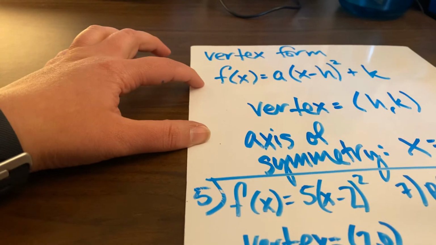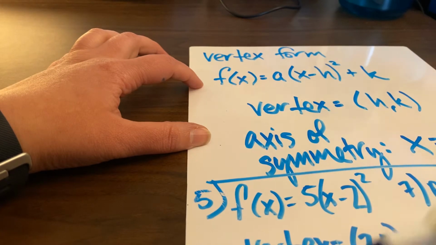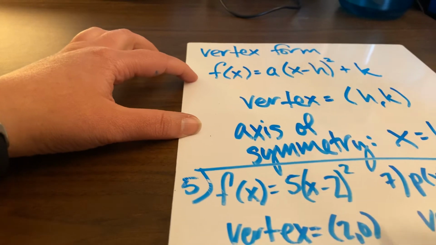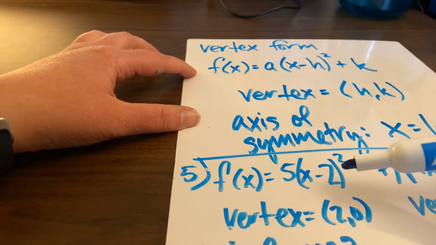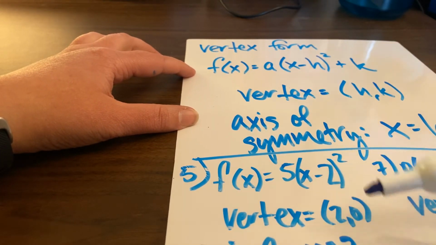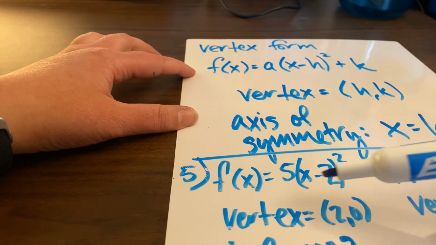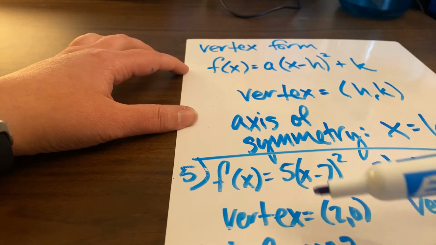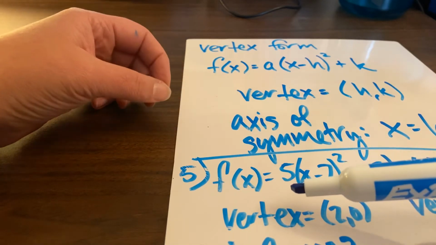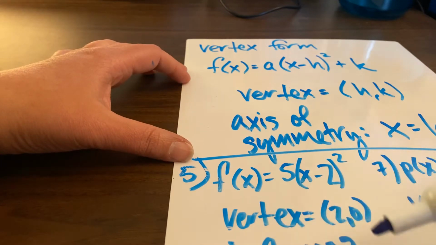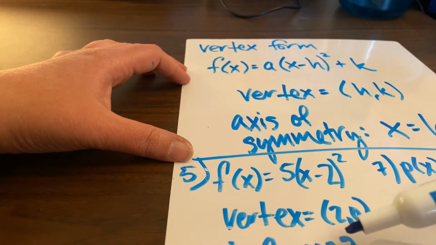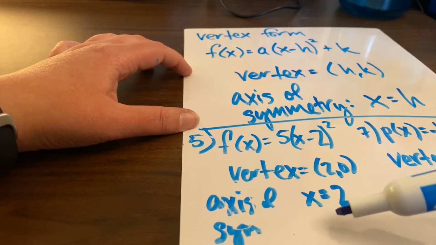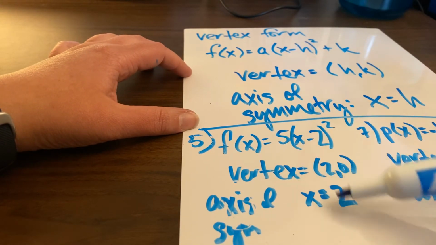Suppose you have f of x equals 5 times the quantity x minus 2 squared. Your vertex is just 2, 0. This graph has been shifted 2 units to the right and vertically stretched by a factor of 5. But the vertex is at the point 2, 0. And so your axis of symmetry is x equals 2, which is the x value for your vertex.